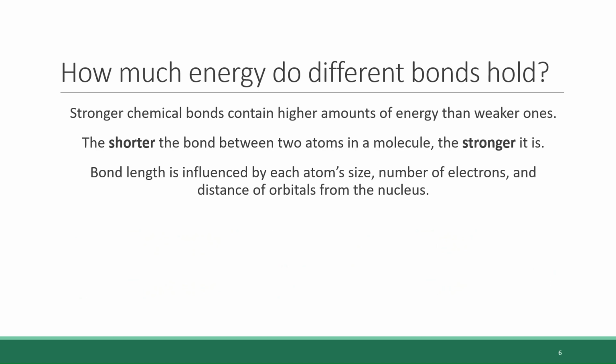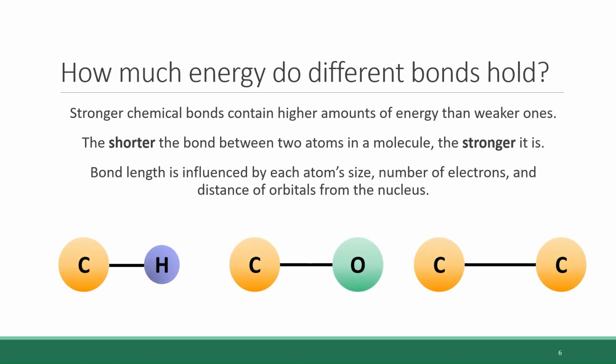We can look at a specific example comparing the length of bonds between carbon and hydrogen, carbon and oxygen, and carbon and carbon. Of these three bonds, when carbon bonds to hydrogen, the length of the bond is 110 picometers. When it bonds to oxygen, the length is 143 picometers. And when it bonds to another carbon, the length is 154 picometers. So, the first bond, the one between carbon and hydrogen, is the shortest and therefore the strongest.